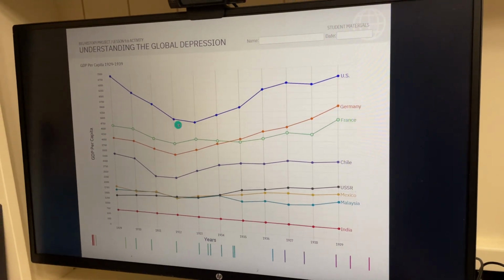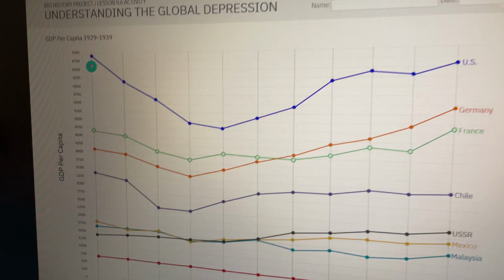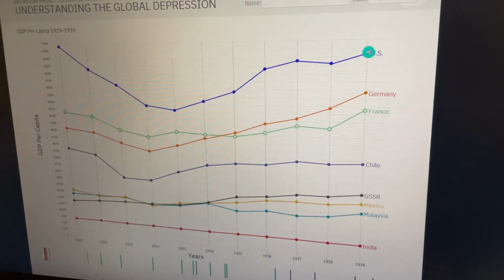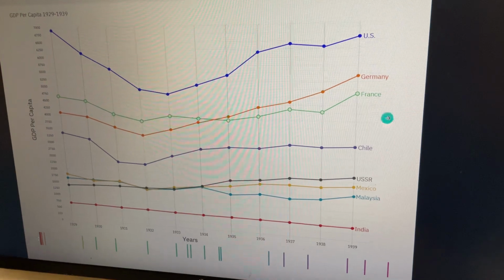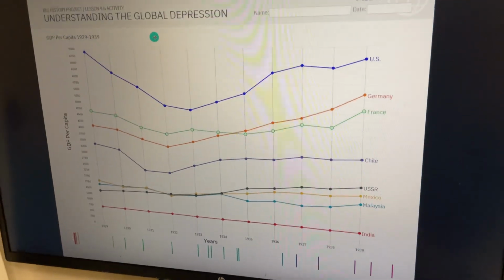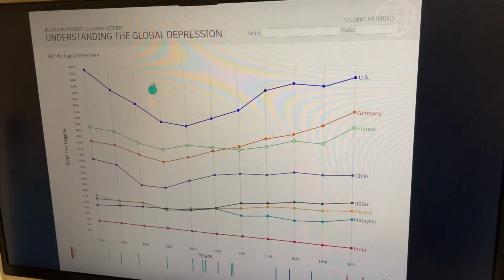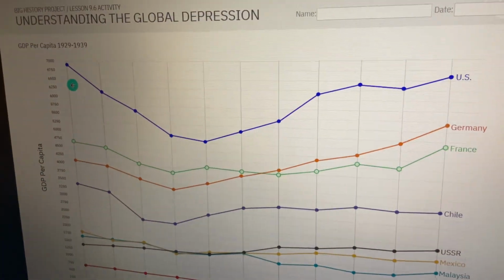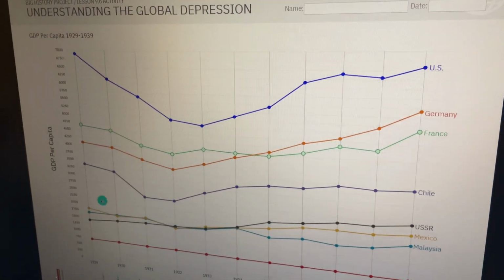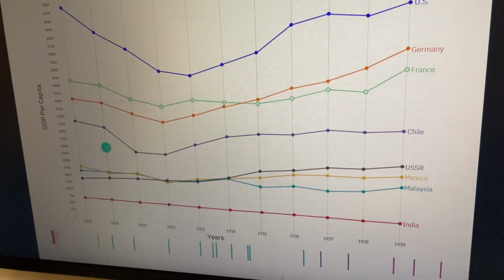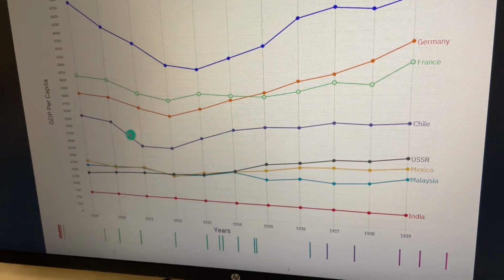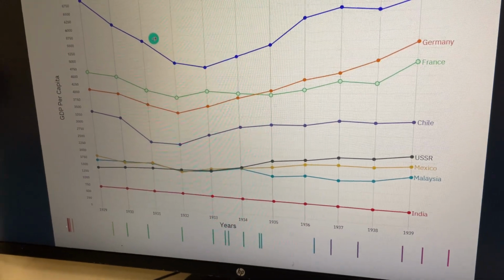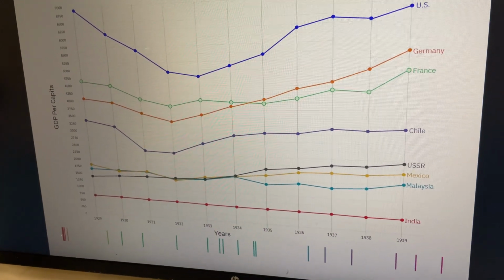As you can see here, this graph shows the GDP per capita, which basically means for the entire country, for all of these countries, several countries around the world, during the Global Depression from 1929 to 1939. You can see here, things start off pretty high at their respective values and begin to trend downwards starting in 1930 to 1931, especially as the effects of the Global Depression begin to set in.